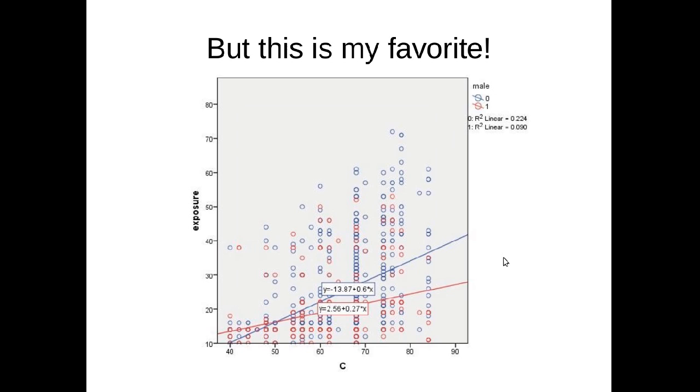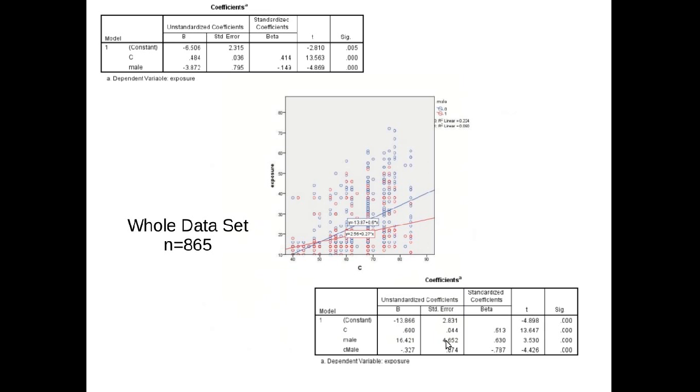But this one is my favorite. This is the male-female scatter plot. Male, 0, so that's female. So the colors are reversed of what you're used to. Blue is for girls and red is for boys. Okay, so anyway, the women expose more at higher temperatures, but they bundle up more at colder temperatures. That's what it's saying. Okay, so here's the whole data set.